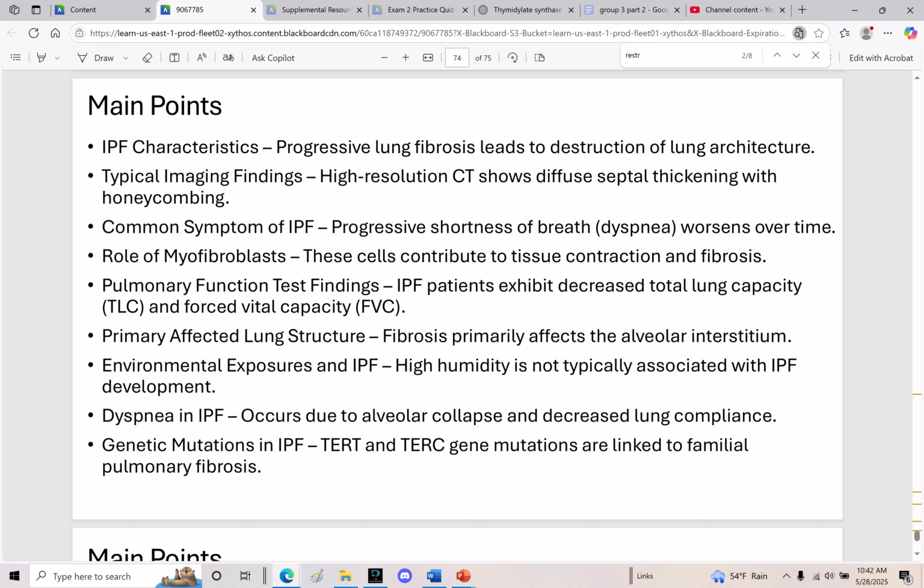Now, some people do have genetic mutations in these genes, the TERT and TERC genes. Usually, these are the ones that have familial fibrosis, basically running in their families as a result of the formation of these.